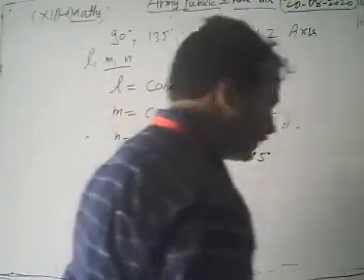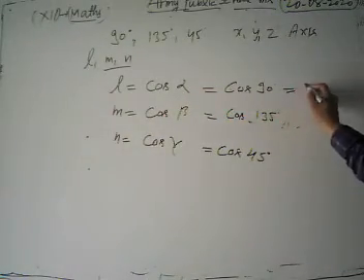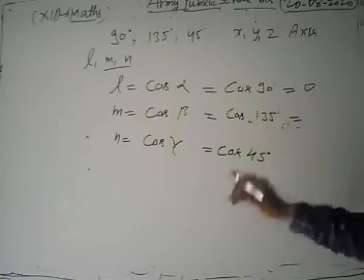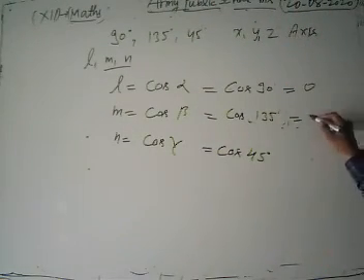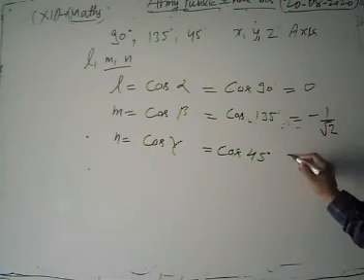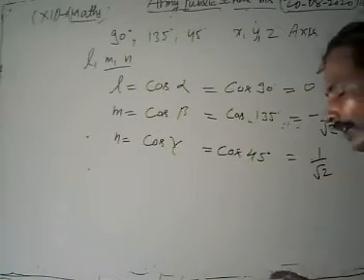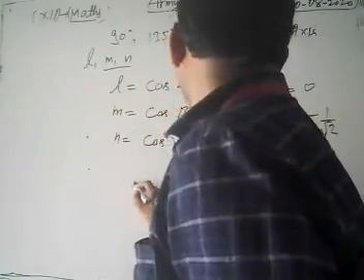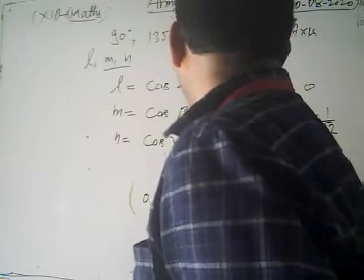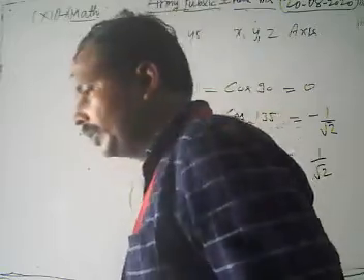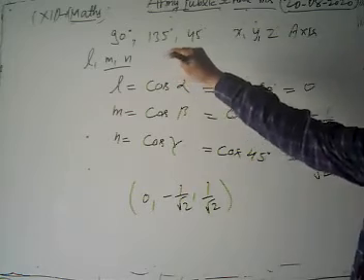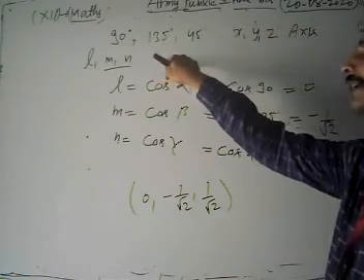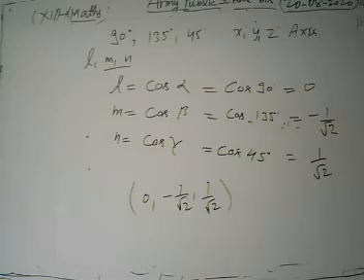Now look, what is the value of cos 90? It's 0. The value of cos 135, that is cos of 90 plus 45, in the second quadrant, is minus sin 45, which is minus 1 by root 2, and cos 45 is 1 by root 2. Then our required direction cosines are 0, minus 1 by root 2 and 1 by root 2. These are the required direction cosines whenever the angles from the x, y and z axes are given as 90 degrees, 135 degrees and 45 degrees respectively. This is one of our basic questions.